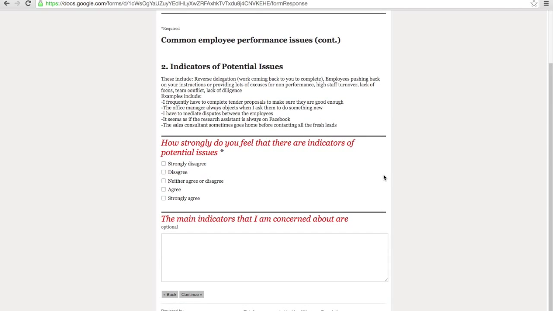Again, using the 5-point scale from strongly disagree to strongly agree, rate how much you feel that this is an issue. And then, again, here's an optional box to record what sort of indicators are causing you concern. If this is something that resonates with you, then put your top 3 concerns, or if there's lots, go to town on it. But if it's not something that you think is right for you, then leave it for now, and hit continue to go into the next page.